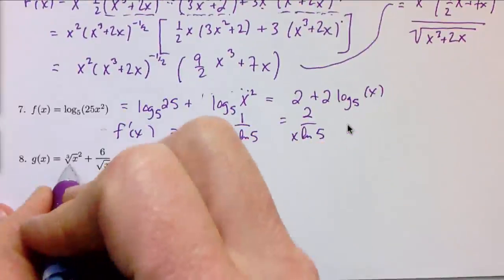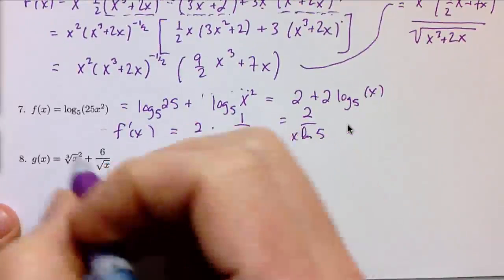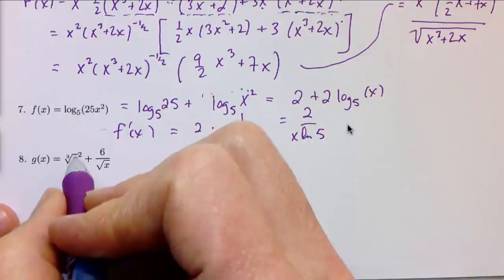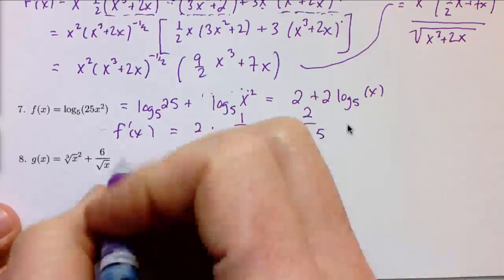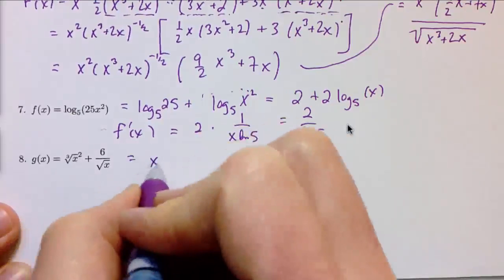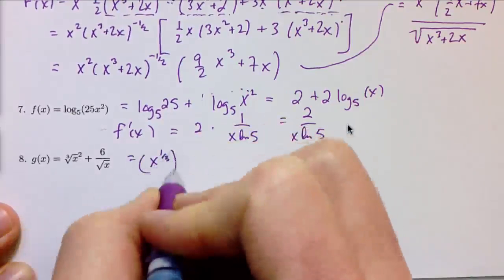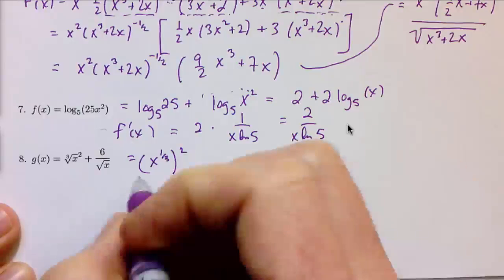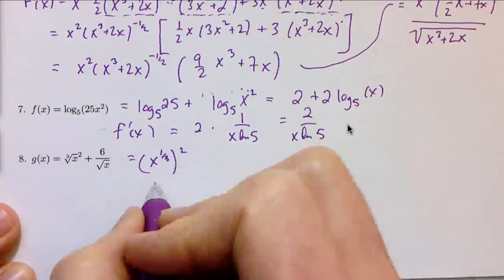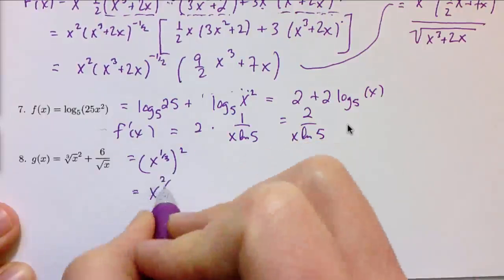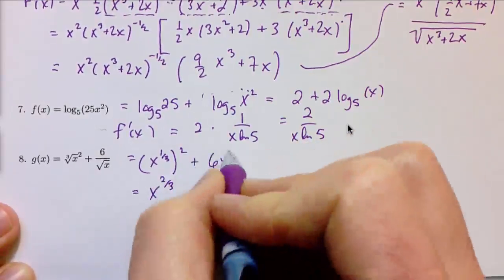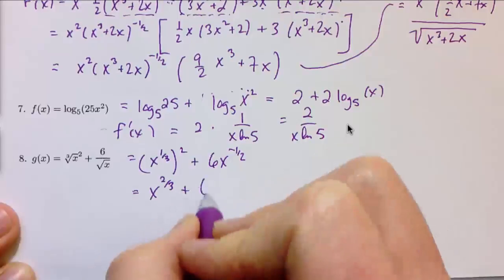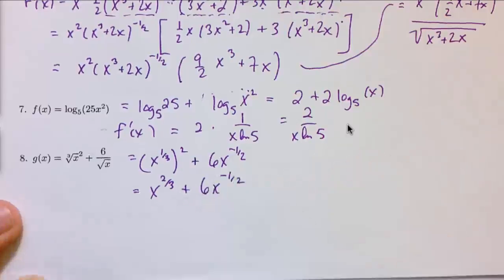Next one is quite a lot simpler if you do a little algebra first. This is the cube root of x squared, or it's the cube root of x and then square. It doesn't actually matter. Either way, you're going to get here, or maybe you have x squared to the 1/3, but in both cases, that's x to the 2/3 plus 6x to the minus 1/2 power. We haven't done the derivative step yet, so here we go.